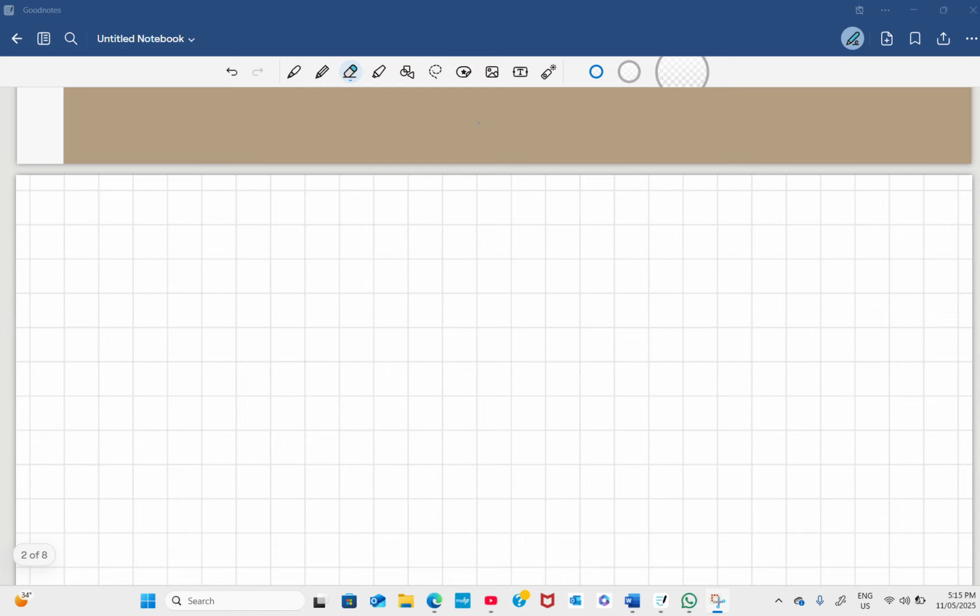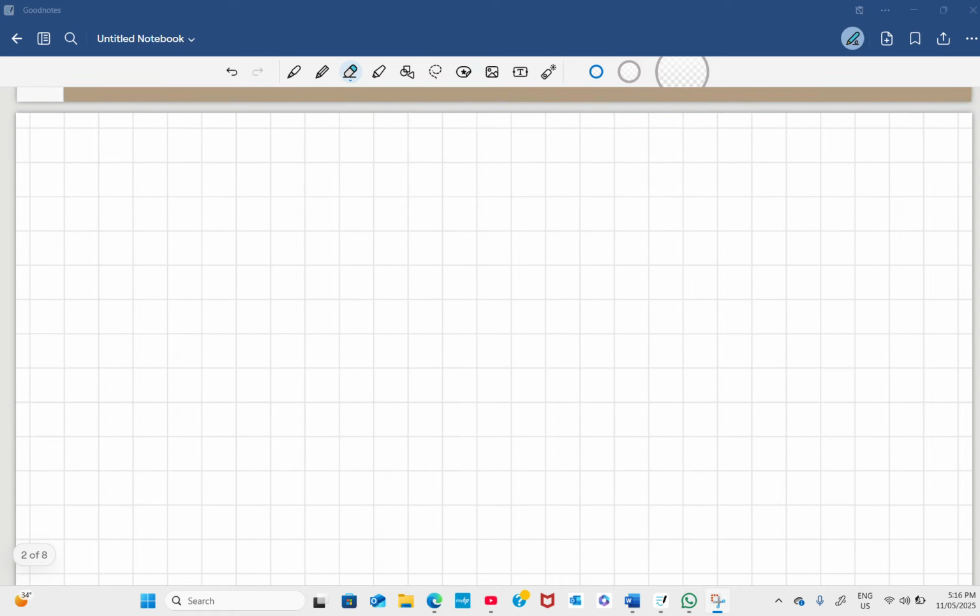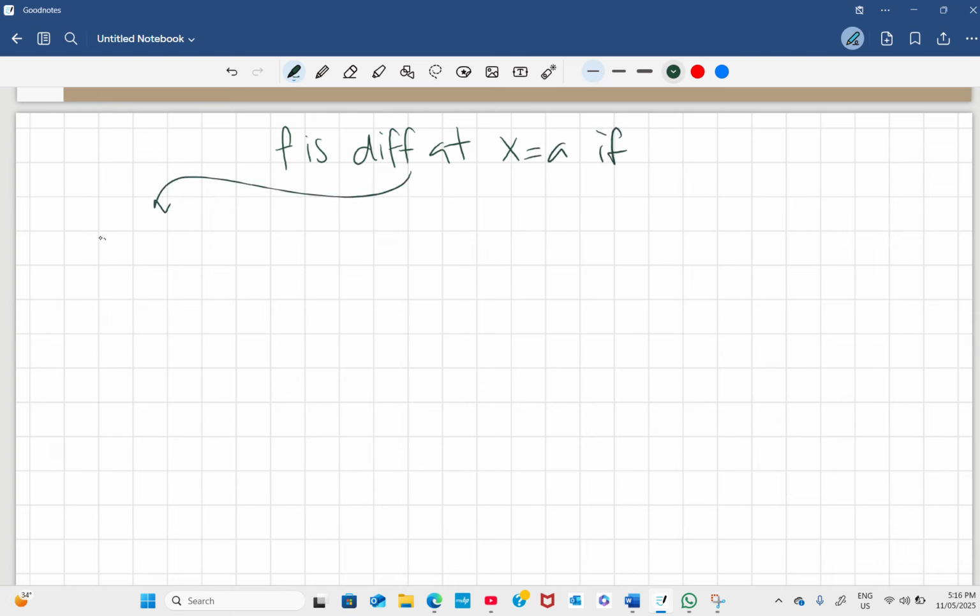I'm only going to be doing the questions where we have to find the values of a and b, given that the equation or the piecewise of a function is differentiable. So first thing we need to know is that f is differentiable at, let's say, x equals a if I have two conditions. One, it is continuous. If it's continuous, what does that mean? It means that the limit as x approaches a from the positive side is equal to the limit as x approaches a from the negative side.